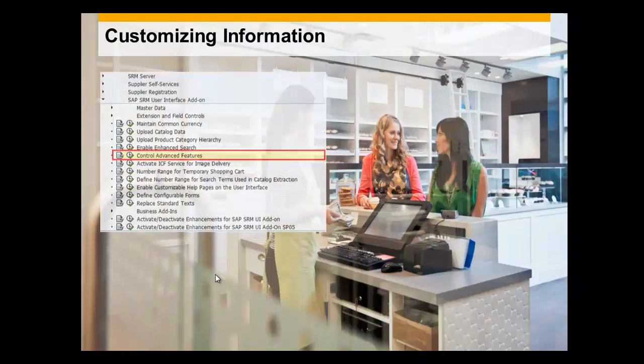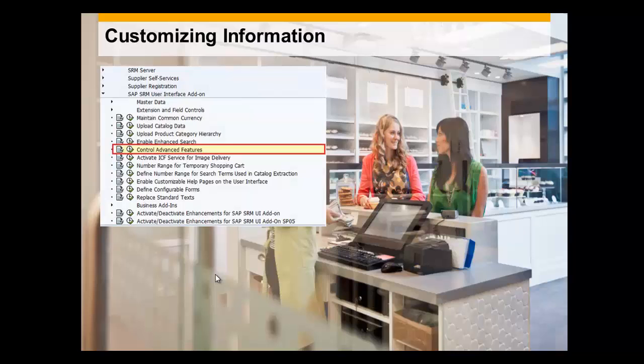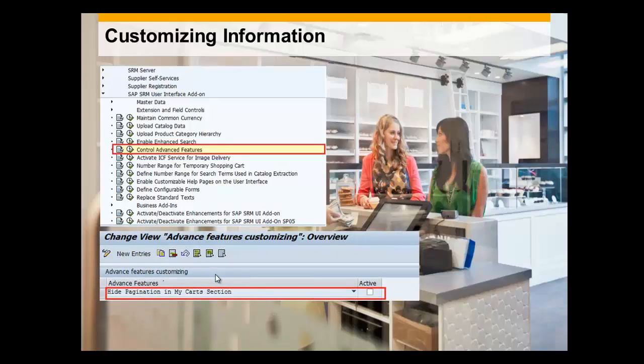You can go to Customizing for SAP SLM User Interface add-on and click on Control Advanced Features. Once you execute the customizing, you can see the Advanced Features Customizing Overview screen. In this screen, select the checkbox Hide Pagination in My Cards section. By doing this, the pagination feature will be hidden on the UI.